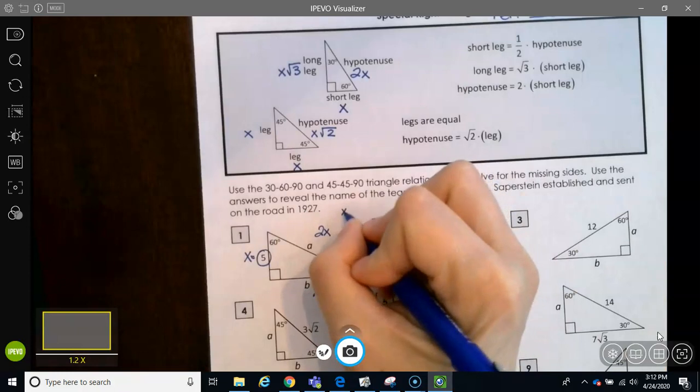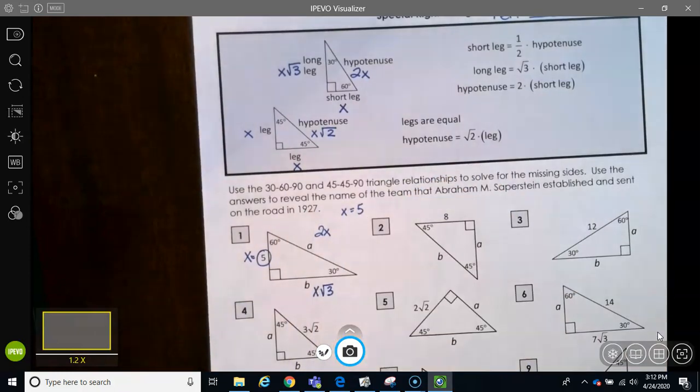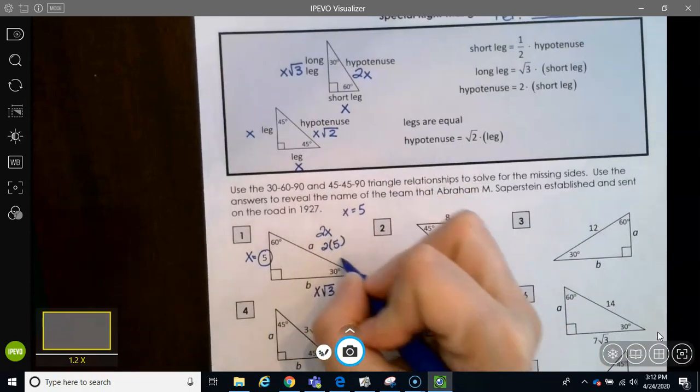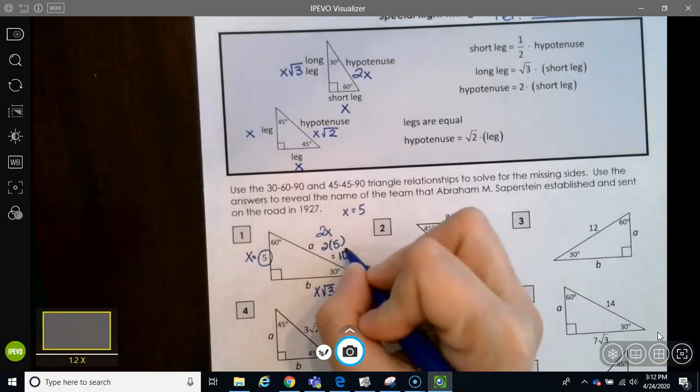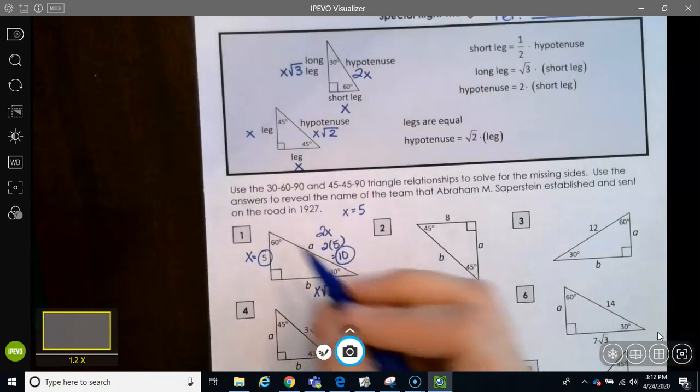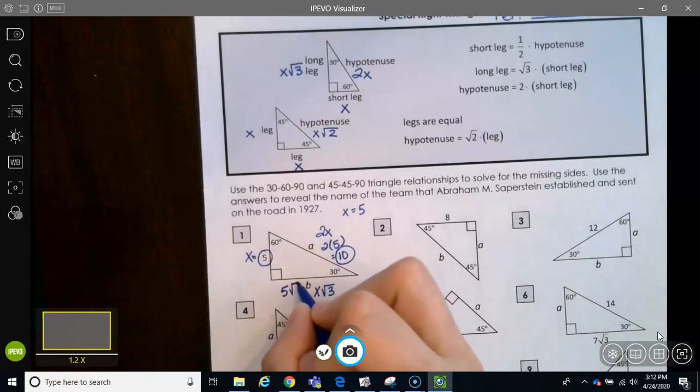So we set x equal to 5. x is already by itself, so I just have to substitute it in. So for this one, it's 2 times 5, which gets us 10. And then for this side, we replace that x with 5, so we get 5 square roots of 3.